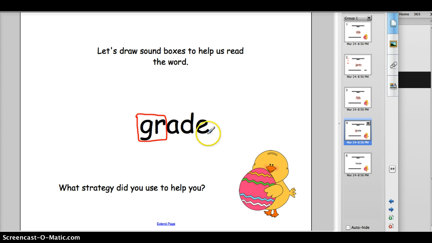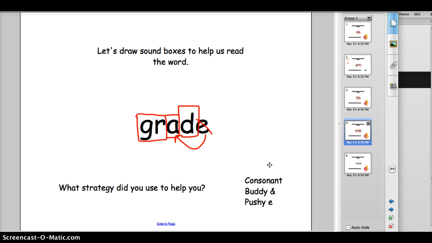The last letters, I notice that there is an E. Now be careful because not every E at the end of the word will be a pushy E. But I'm pretty sure for the most time it is, as long as there's a consonant and then a vowel. So this word has three sounds. Gur, aid, grade, grade. Consonant buddy and pushy E.